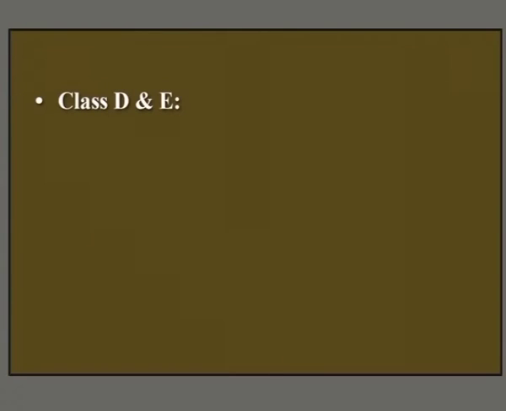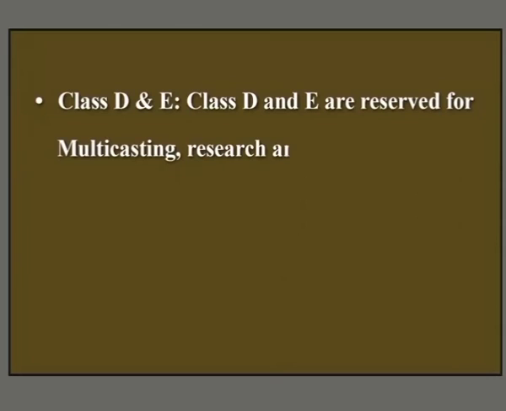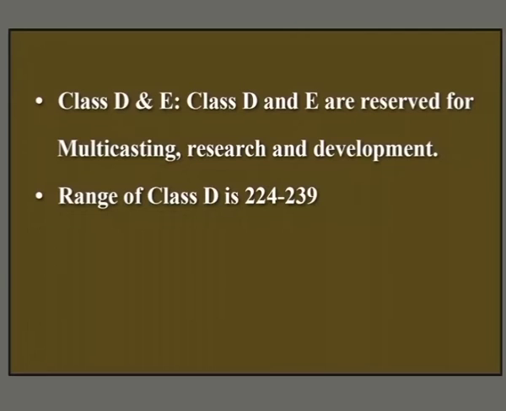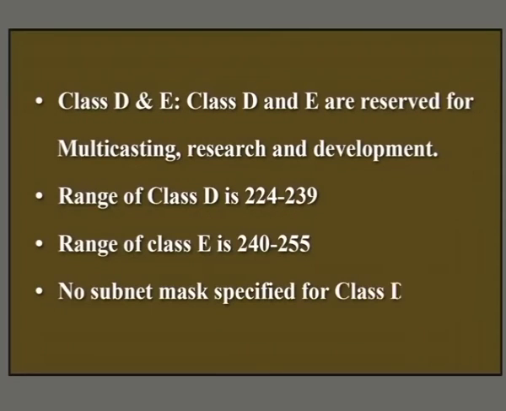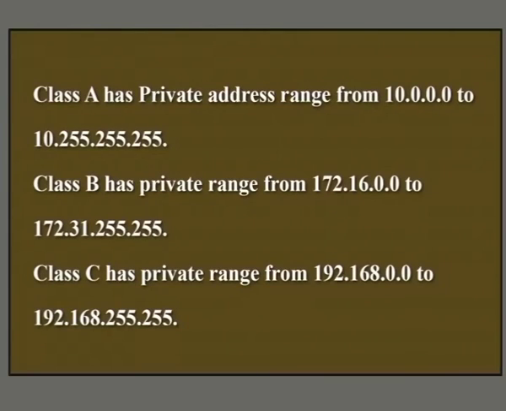Class D and E are reserved for multicasting, research and development. The range of class D is 224 to 239 and the range of class E is 240 to 255. There is no subnet mask specified for class D and E. Private addresses. Now every address class has a private range also. A private range is used for private networks, meaning a private range cannot be used over the internet. The private address range for class A, class B and class C addresses is shown on the screen.